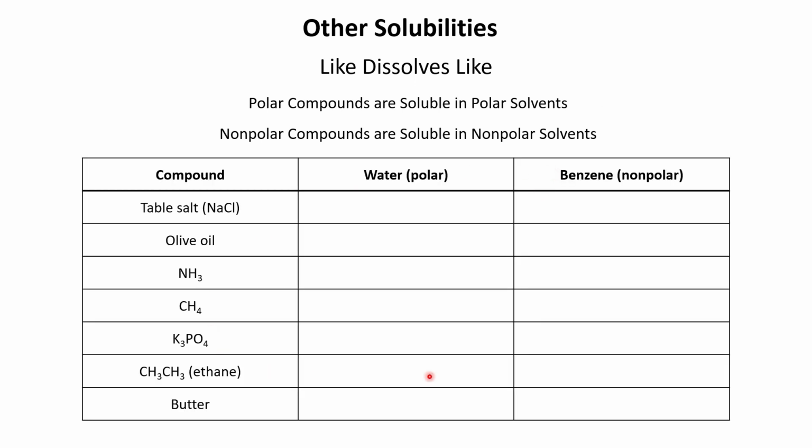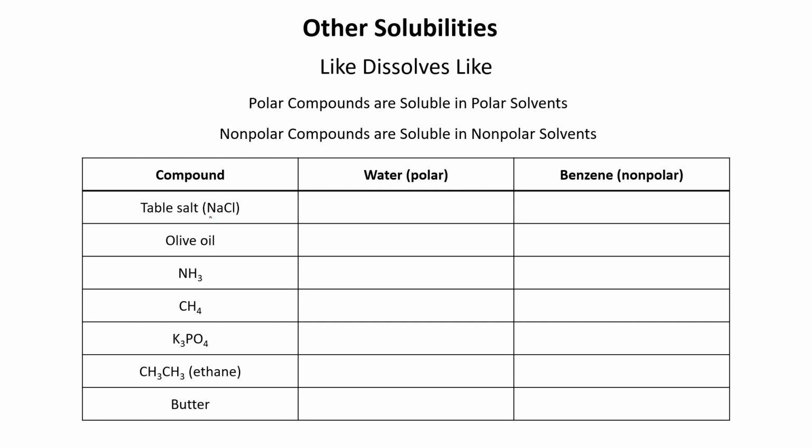Okay, so I've got a table here. What we're going to do is take all of these different compounds here on the left-hand side, and decide if they are going to dissolve in water, which is a polar solvent, or if they're going to dissolve in benzene, which is a non-polar solvent. Just a side note, benzene is toxic. Please do not try and dissolve anything in benzene, but it is a fantastic non-polar solvent.